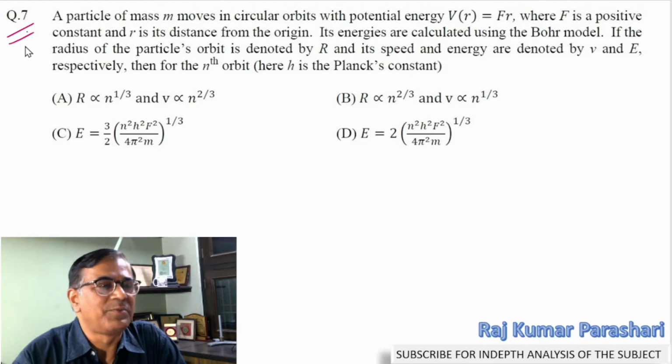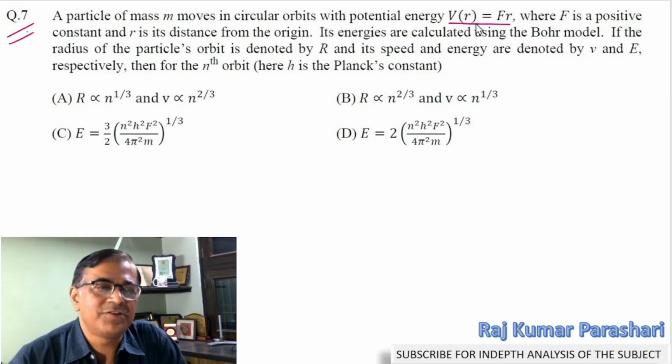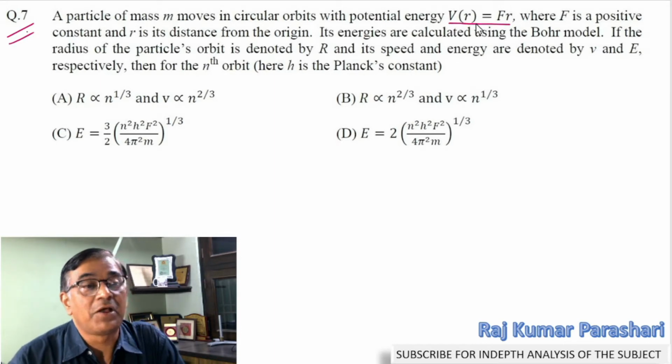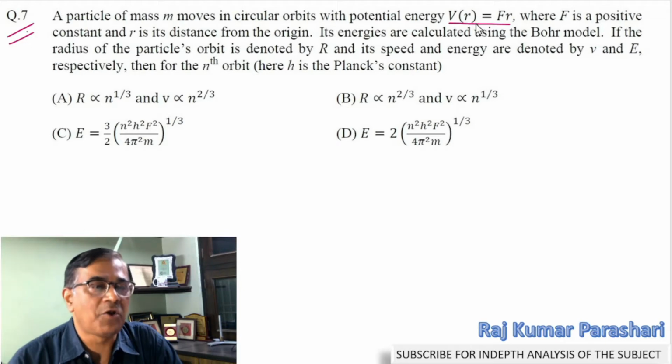I'm here with problem number 7 asked in JEE Advanced 2020. It's very interesting. The potential energy is given to be positive. If potential energy is positive, it means the conservative force acting on the particle will be repulsive in nature. And if it is repulsive in nature, the particle will not be able to follow a circular path.